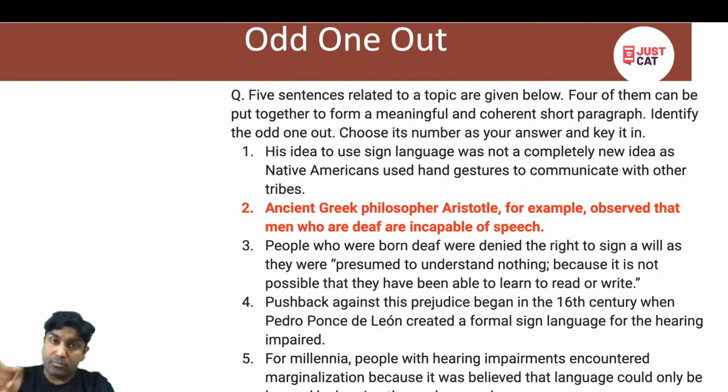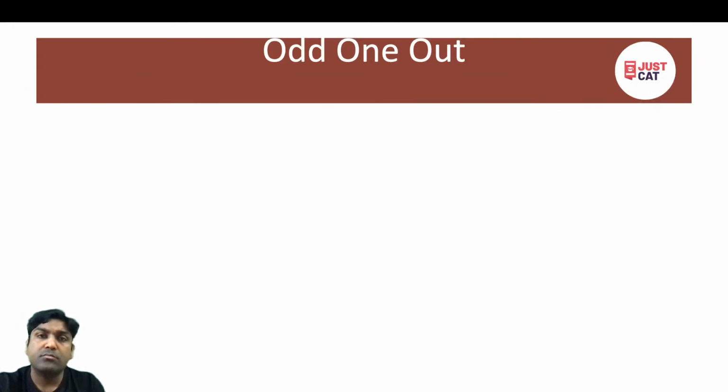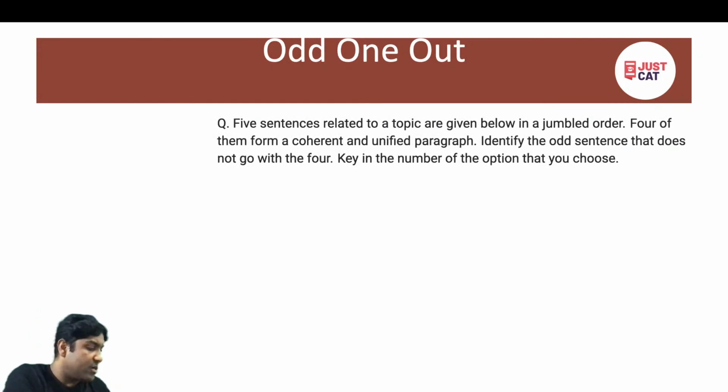But in option number 2, they are talking about deaf people being incapable of speech. Different idea, out of context. Not talking about reading or writing, or the injustice done to them because of this false belief, this wrong notion. And then the wrong notion was corrected by sign language, and the sign language was not the first to use sign language. It has already been used by tribes across the world. So I hope it is all right.